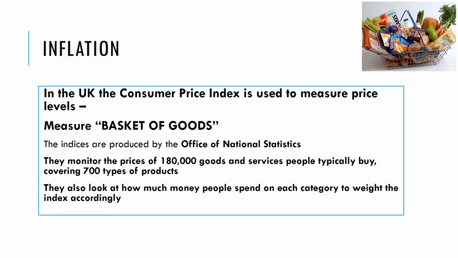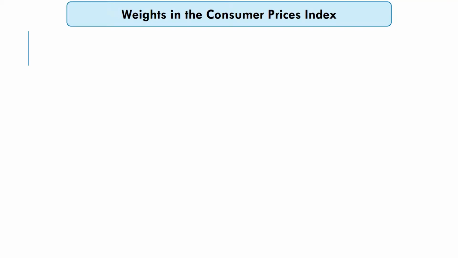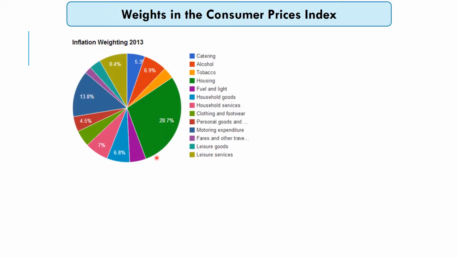Okay, let's get back to inflation. As we said there, the ONS, when they're calculating the CPI, the Consumer Price Index, look at how much money people spend on each category and weight the index accordingly. Let's have a look at that. So what they will do is they will weight the prices, because let's be honest, if the price of a Ferrari goes up by a lot, that probably doesn't affect most people because we're not buying Ferraris every week. So they will look at how much money people are spending on each type of product or service, and then weight that accordingly within the index.